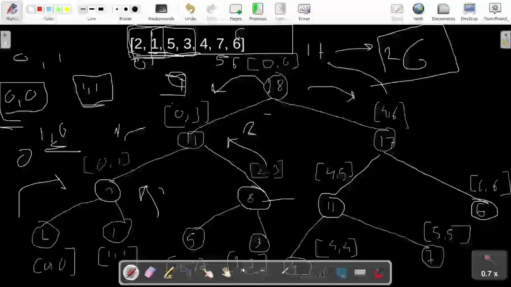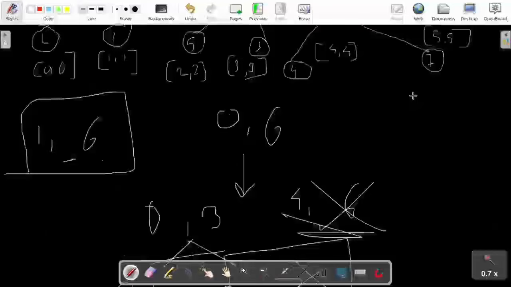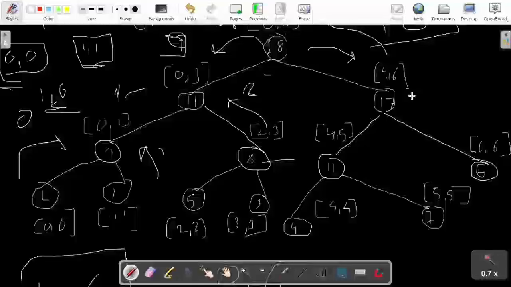Since the total sum is 28, we don't want this 2. So if you remove 2 from 28, our sum becomes 26. So in this way, we get the answer to our queries using a segment tree. Or you can simply say that this is how a segment tree works for answering our queries.